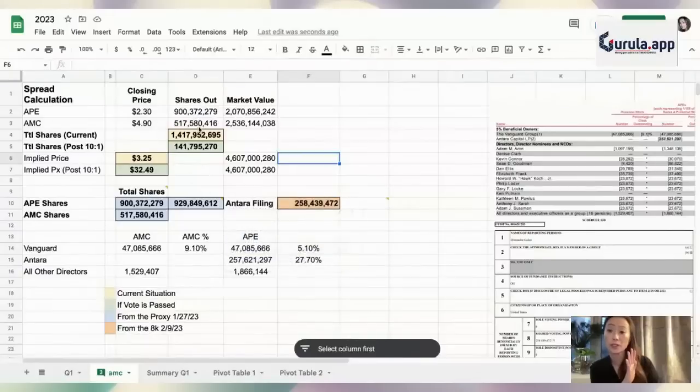I'll also swap it so you can kind of see. So, shares outstanding, and then you just multiply. To get the market value, you multiply cell C2, which is $2.30, by the shares outstanding. And that tells you that the market value for APE is $2 billion.